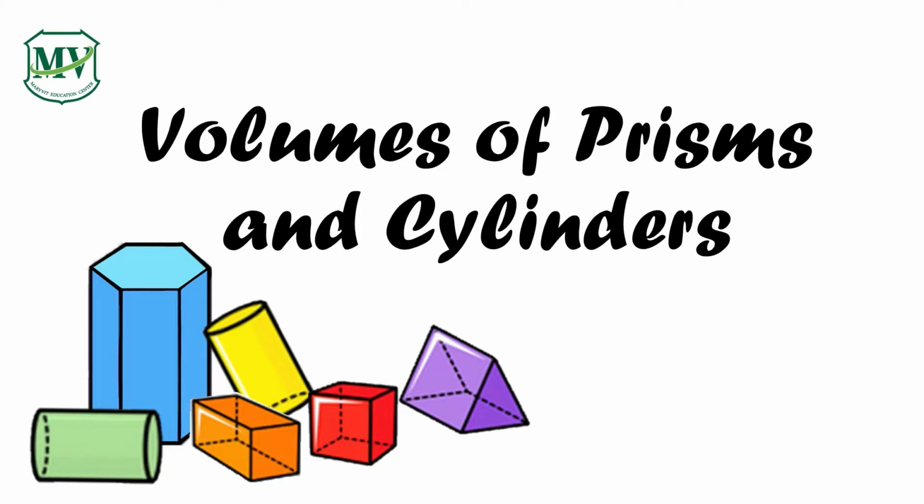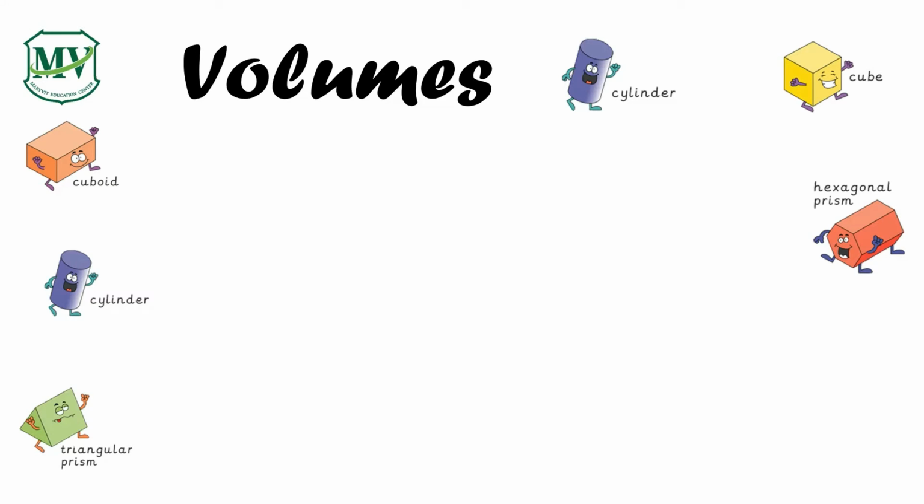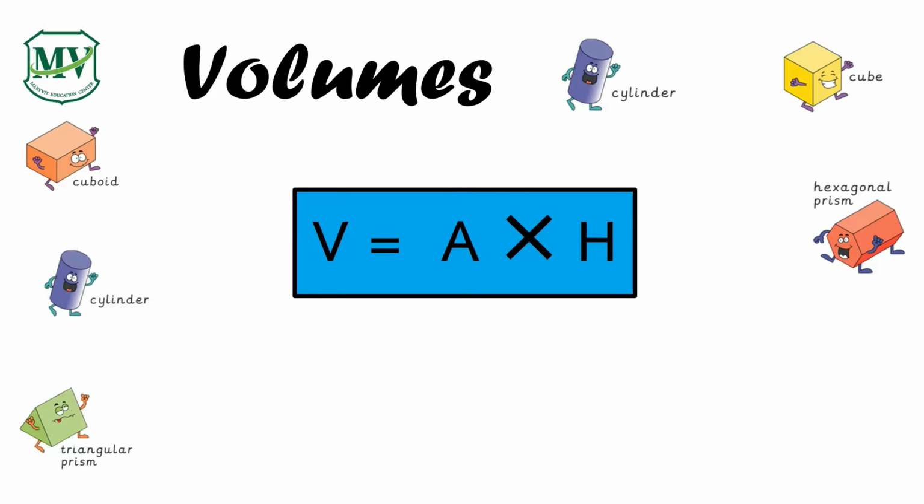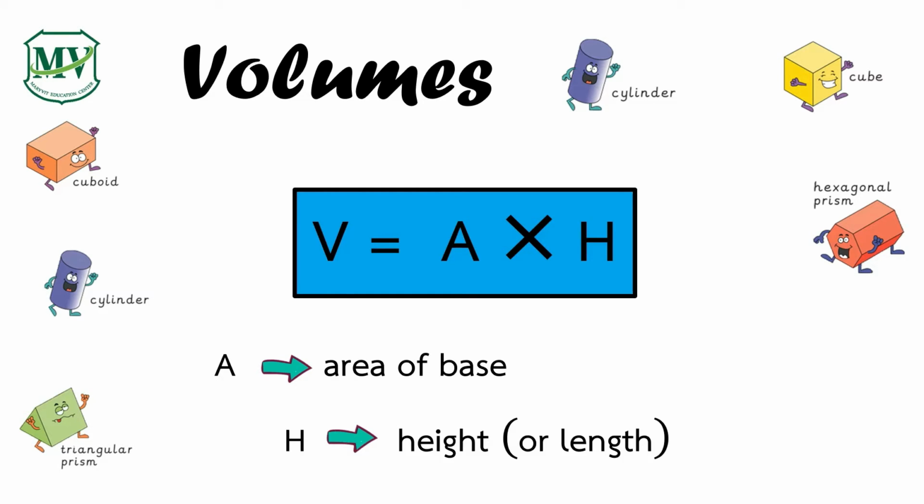Our lesson for today is all about volumes of prisms and cylinders. In finding the volumes of a prism and cylinder, we use the formula V is equal to A times H. A is the area of the base, H is the height or length.